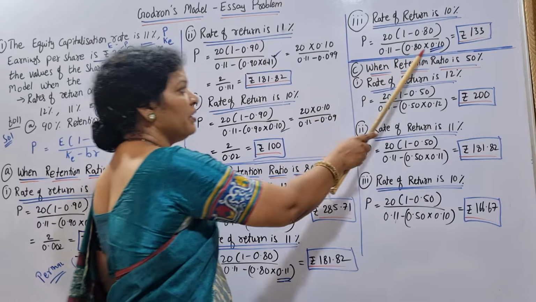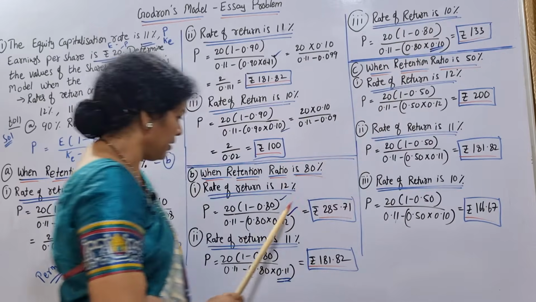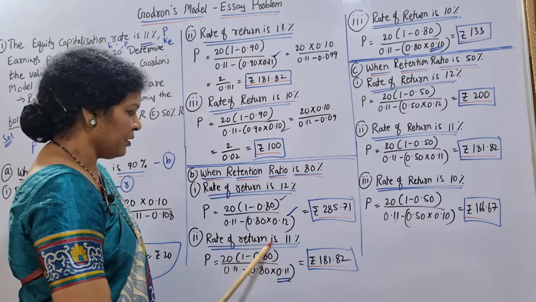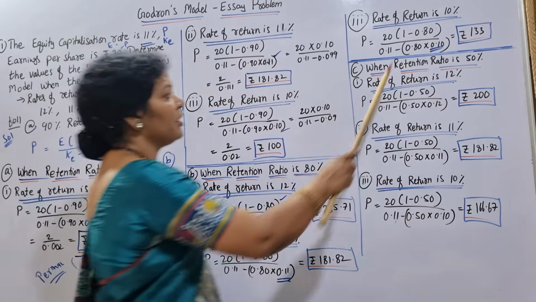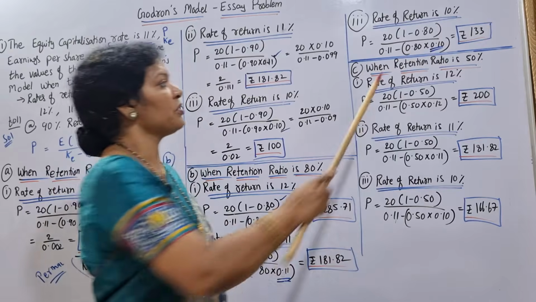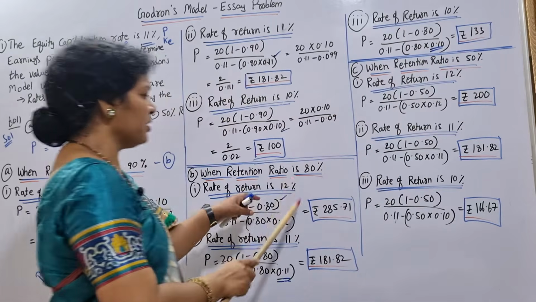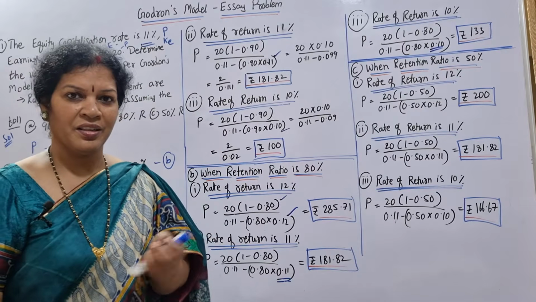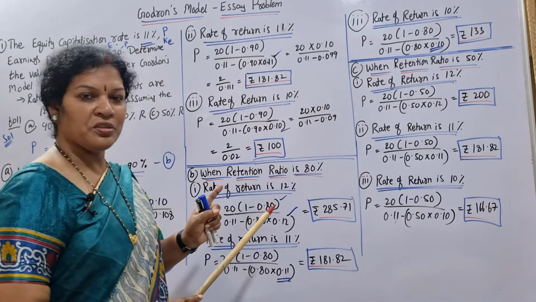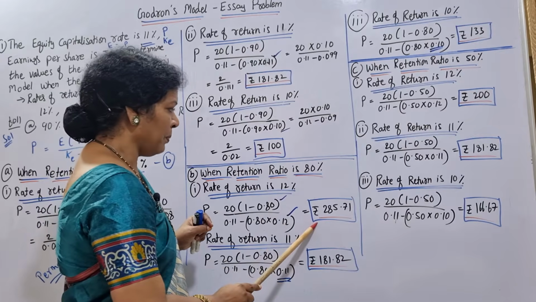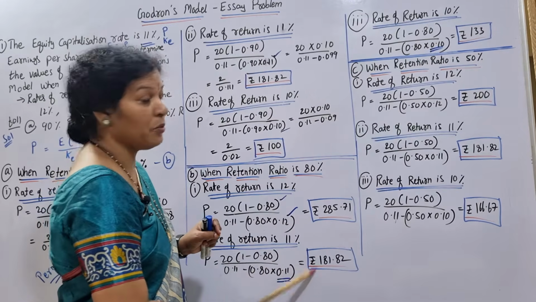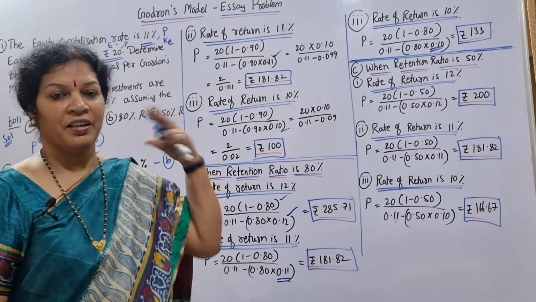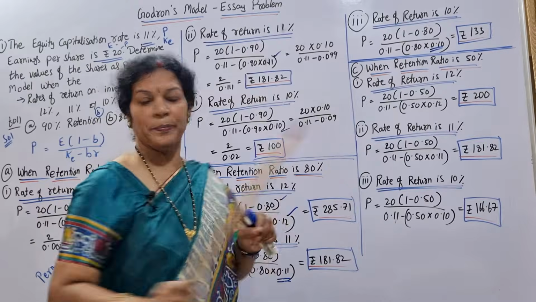If you make only the change of rate of return, the first one 0.12, second one 0.11, third one 0.10, it is coming to 133. If you see, the value is decreasing whenever the rate of return is decreasing, when retention ratio is 80%. If it is 12%, 285. If it is 11%, 181. If it is 10%, 133. Am I clear? Then we'll focus on the next one.